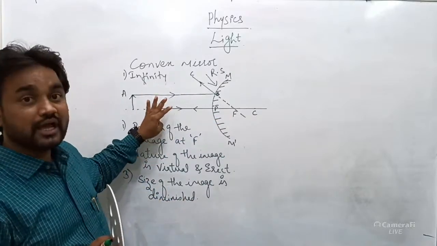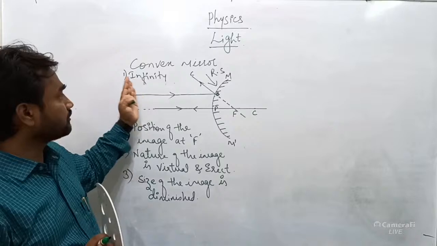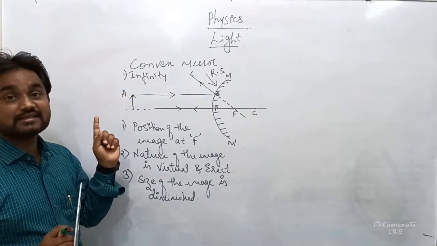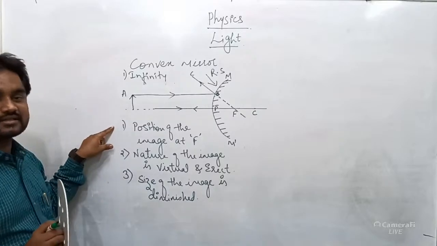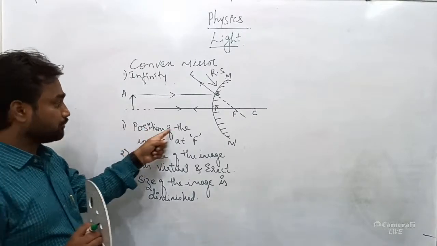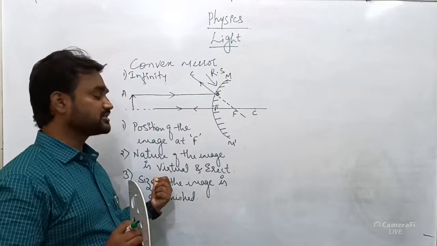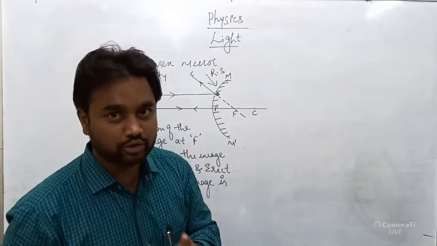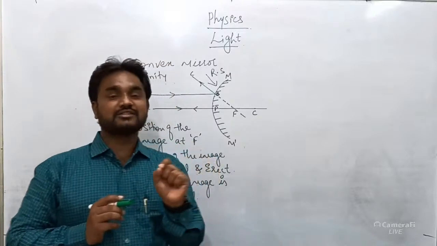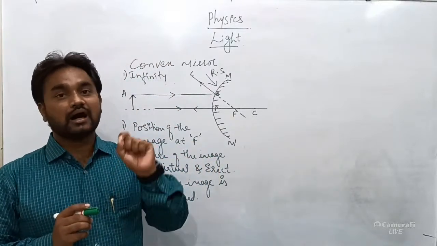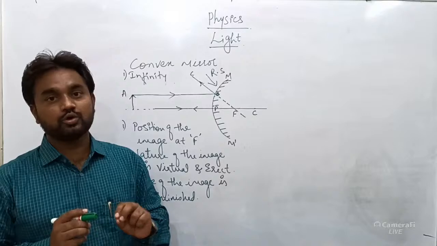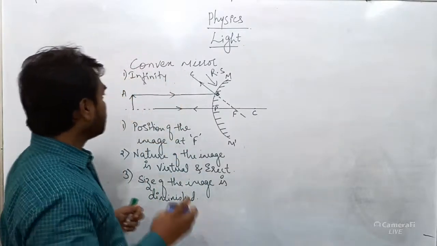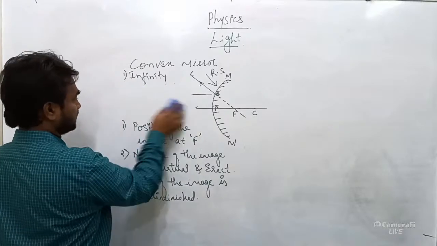So this is about the object when it is placed in front of the convex mirror at a distance. These are the three characteristics of the image that we find: the position of the image is at F, the nature of the image is virtual and erect, and the size of the image is diminished. Always remember one more thing: the convex mirror and plane mirror are the two mirrors which will always give you virtual and erect images. Is that clear?